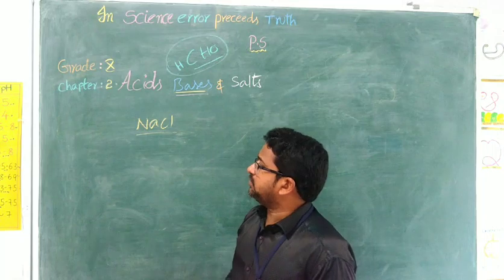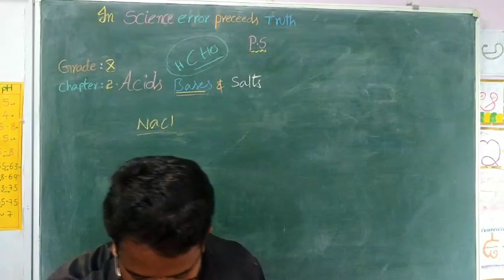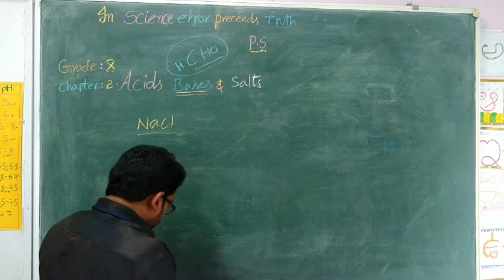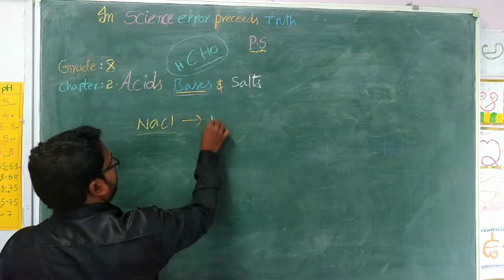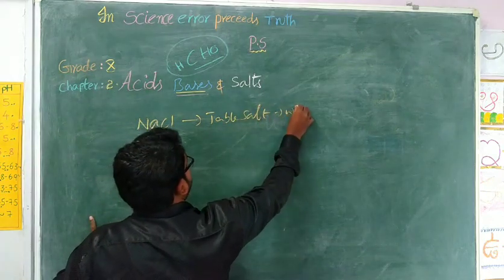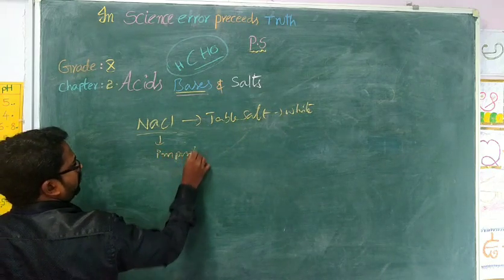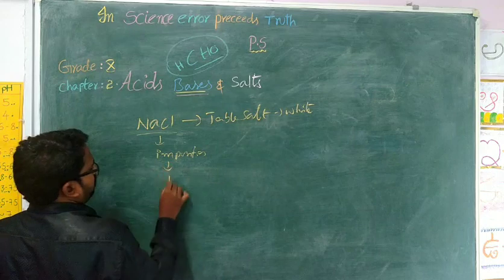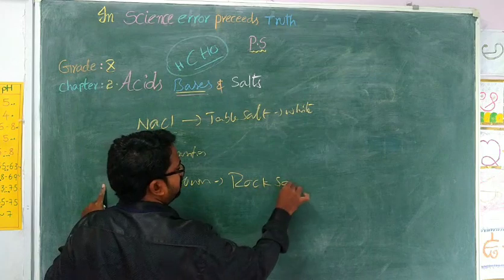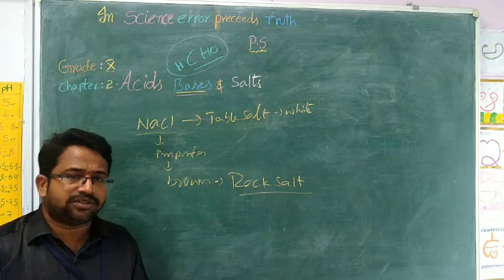At that time, it is called rock salt. What do you call that? Rock salt. The color of rock salt is commonly brown. Table salt color is white, but when some impurities are there in it, it will appear brown. At that time, what do we call this? Rock salt. So the color of rock salt is brown.